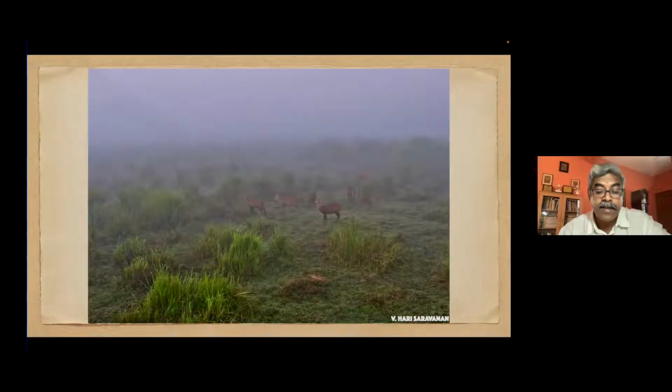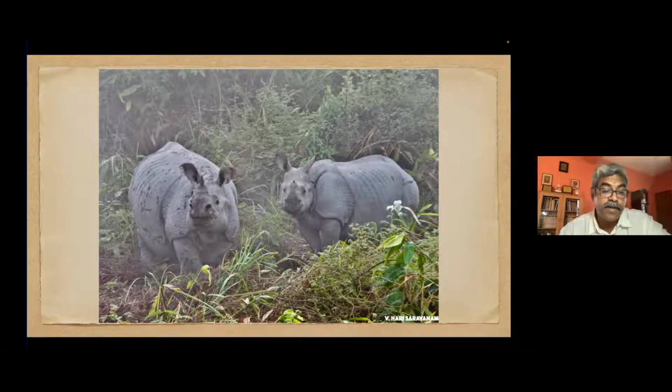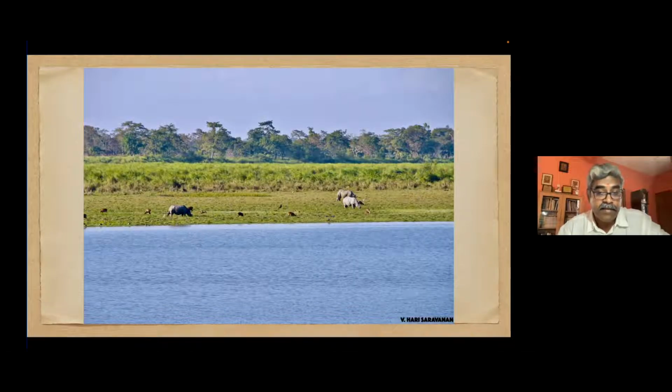And this is, as I told you, a very good opportunity for you to see the rhinoceros in close quarters. They do have a jeep safari, but in that you would be able to see it only from a distance. In the 1980s, now this is a sighting of rhinoceros when you take the jeep safari.